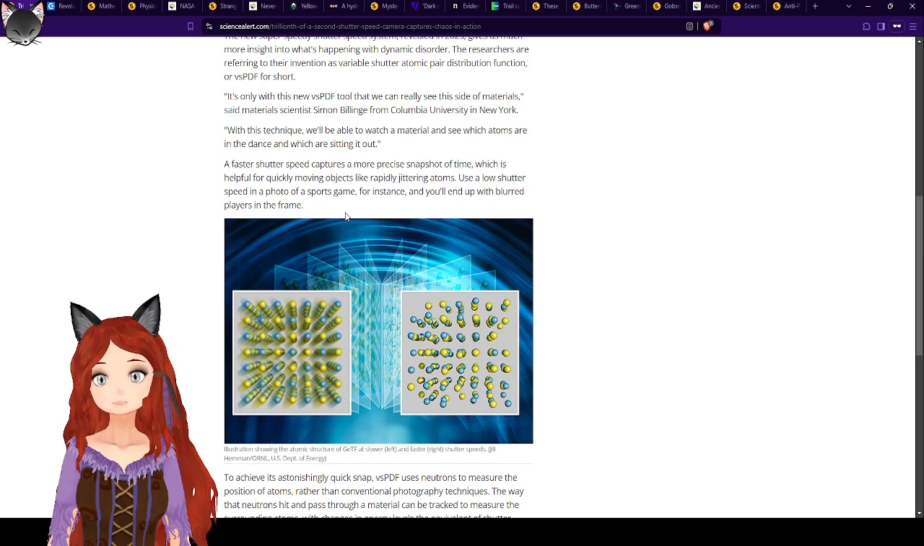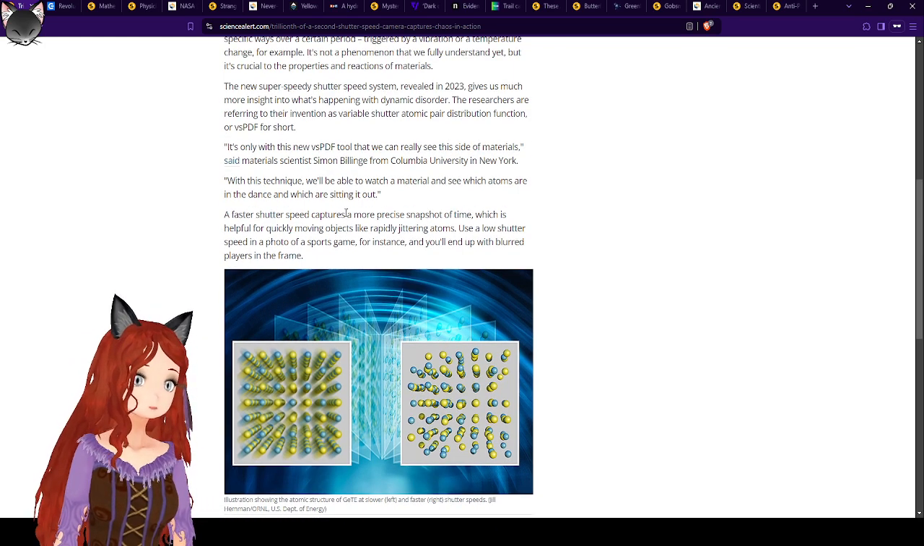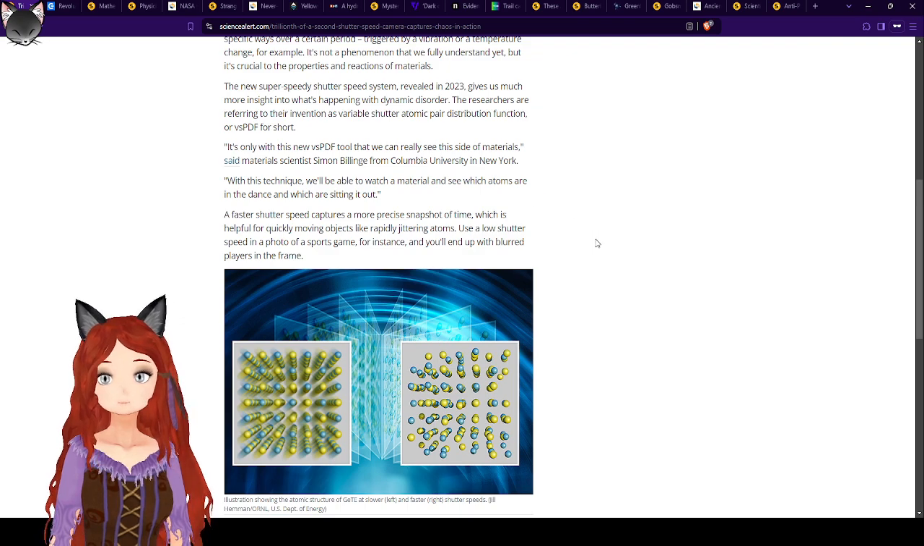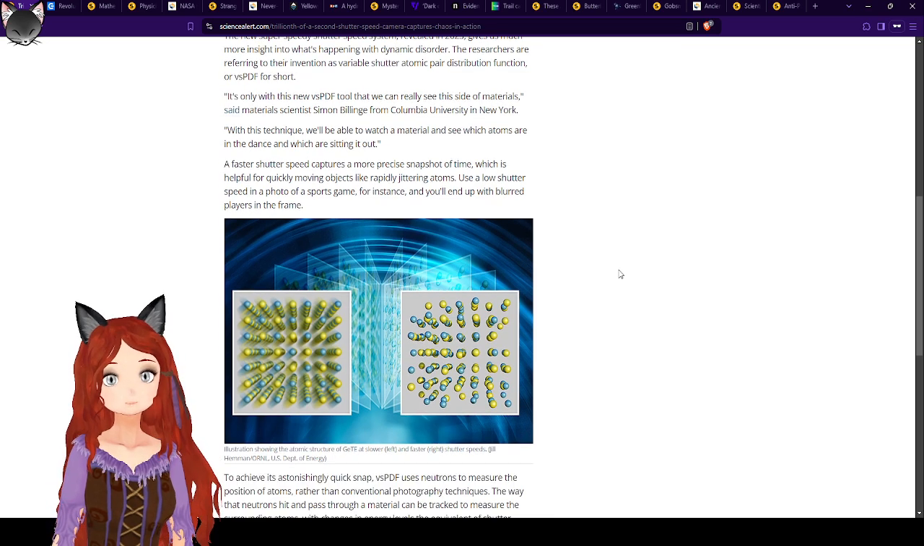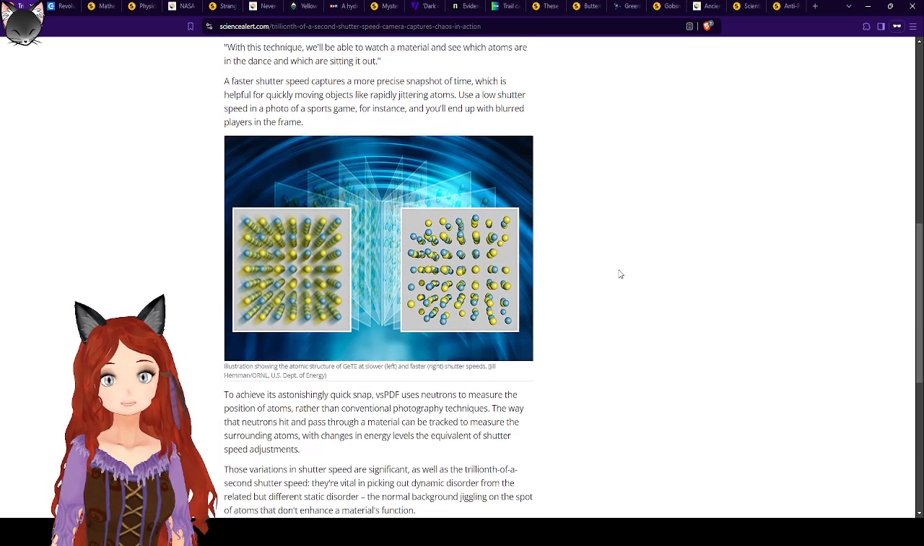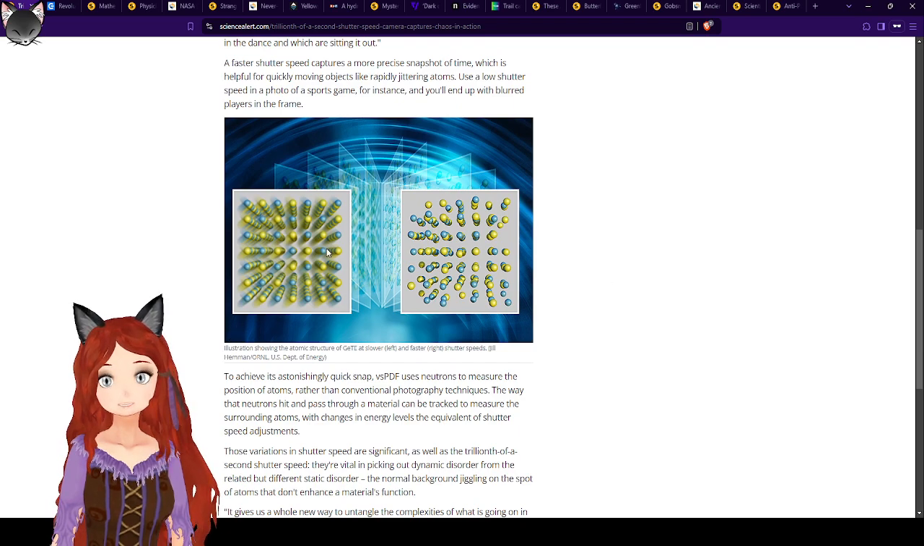A fast shutter speed captures more precise snapshots of time, which helps for quickly moving objects like rapidly jittering atoms. Use a low shutter speed in a photo of a sports game, for instance, and you'll end up with blurred players on the field, in the frame. Here's the illustration. The illustration shows the atomic structure of GeTe at slower, on the left, and faster, on the right, shutter speeds.